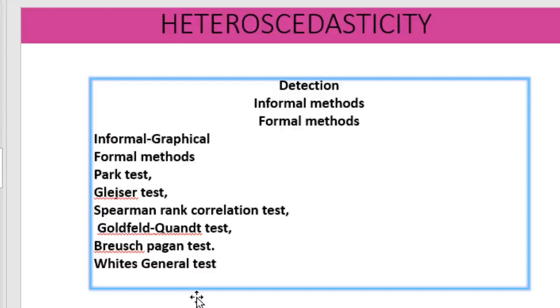In this section, we will discuss the methods of detection of heteroscedasticity. The detection methods can be divided into two: informal methods and formal methods. Informal methods mainly include the graphical method, and the formal methods include the Park test, Glejser test, Spearman rank correlation test, Goldfeld-Quandt test, Breusch-Pagan test, White's general test, etc.